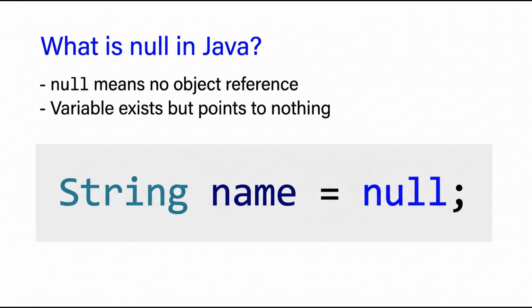Before understanding the exception, we need to understand the meaning of null. In Java, null means a reference variable is not pointing to any object. The variable exists, but it doesn't contain a valid object in memory. Think of it as having a label without an actual item attached to it.